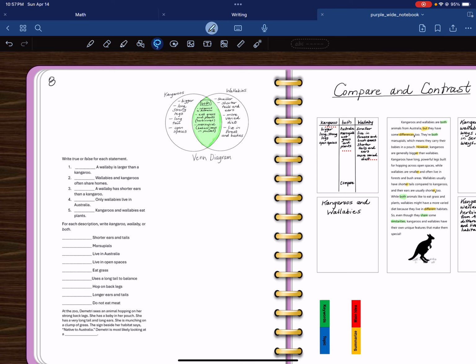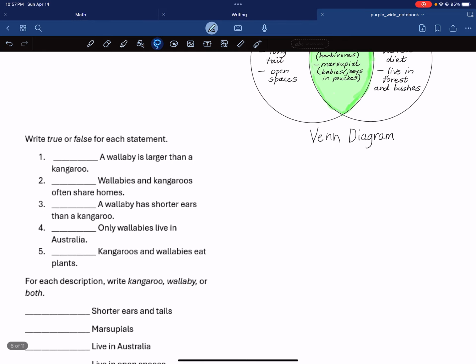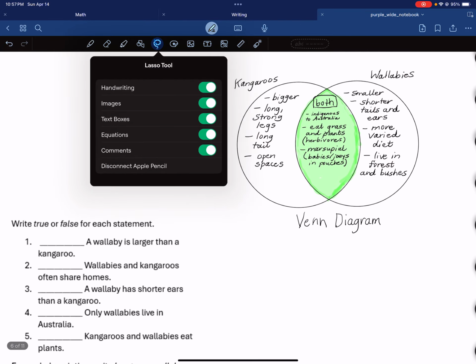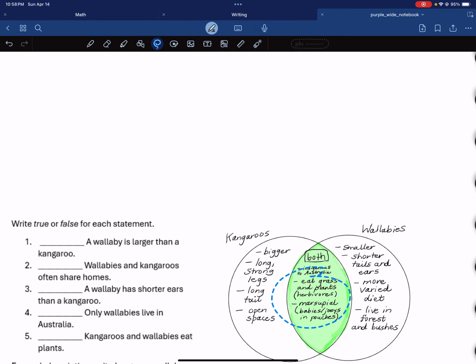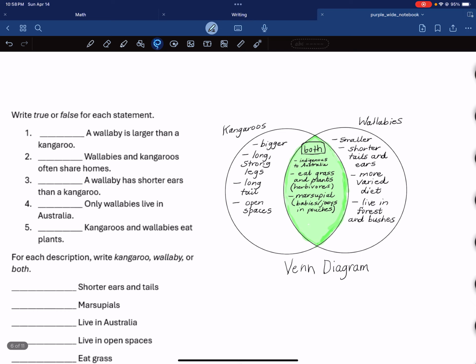The first part tells me to write true or false for each statement. Number 1, a wallaby, let me bring this down a little bit and we'll just make good use of it. A wallaby is larger than a kangaroo. That is a false statement. And you could fix it by changing the word larger to smaller. A wallaby is smaller than a kangaroo.